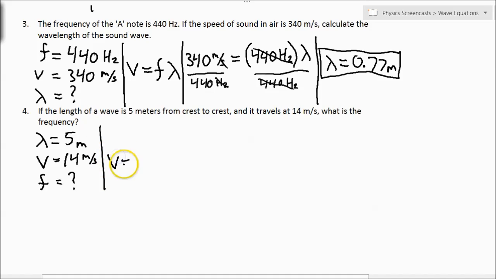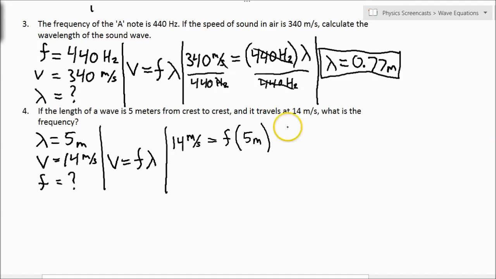We use the same wave equation as before. Velocity is frequency times wavelength. And we plug in our numbers once again. So 14 meters per second is our velocity, equals, we don't know our frequency, and once again parentheses help, so that is frequency times the wavelength, which is 5 meters. Now we will solve this and put it on that side, but just to help simplify a little bit, let's do the work over here.